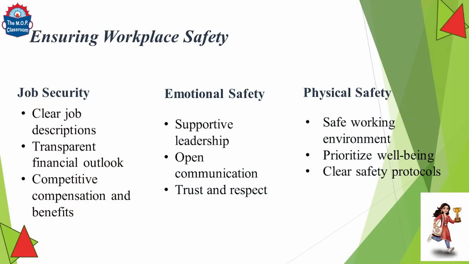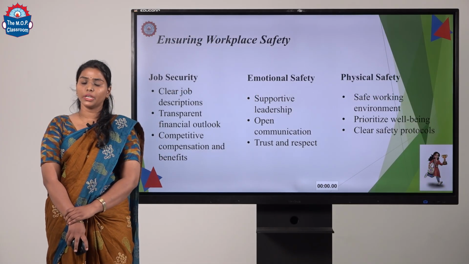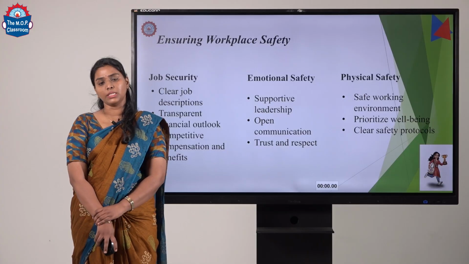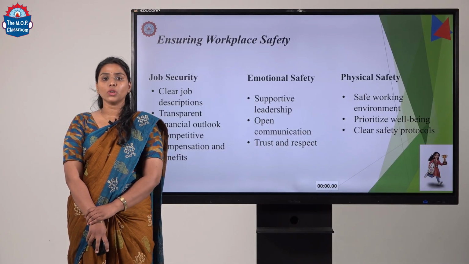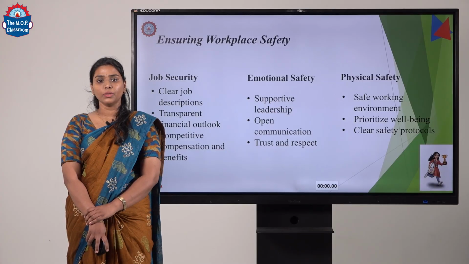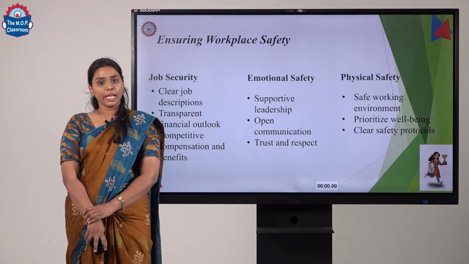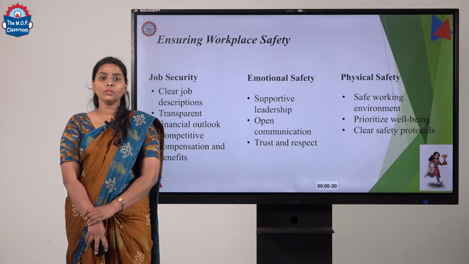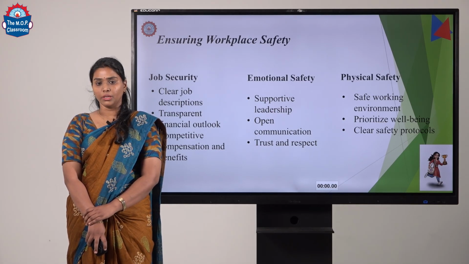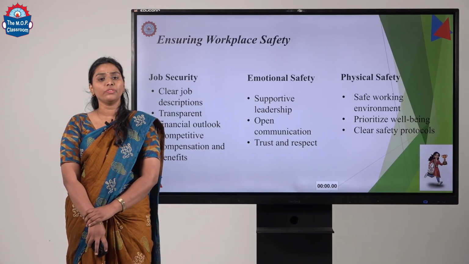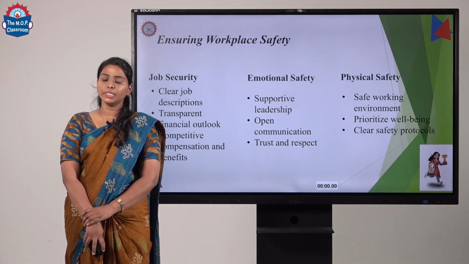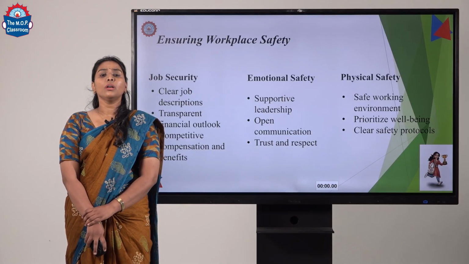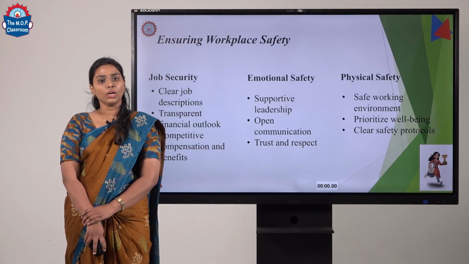Next, we'll move to safety and security needs. Safety and security needs start with job security, emotional safety and physical safety. Job security not only talks about your job validity, it also talks about a clear description of roles and responsibilities from the employer end, then compensation and benefits provided in a proper financial setup. Moving on, emotional safety comes from supportive leadership and an open environment, and physical safety talks about all the safety protocols that are followed in the work environment.